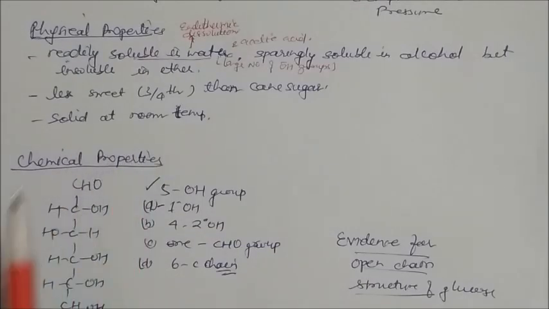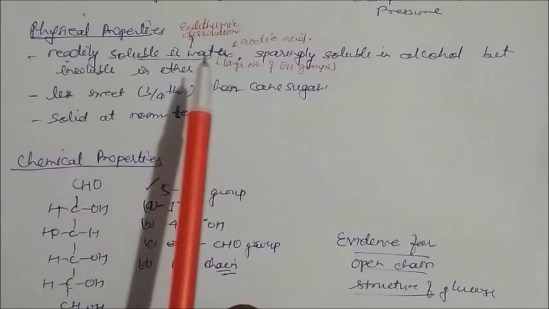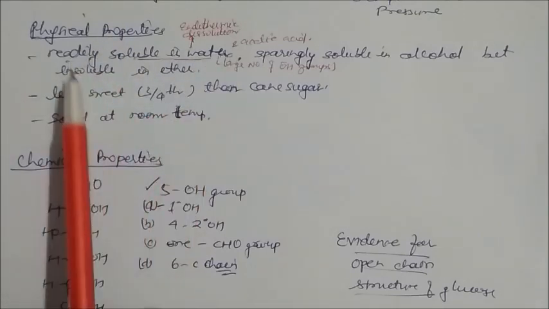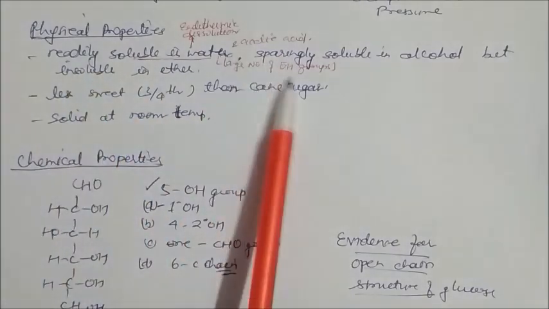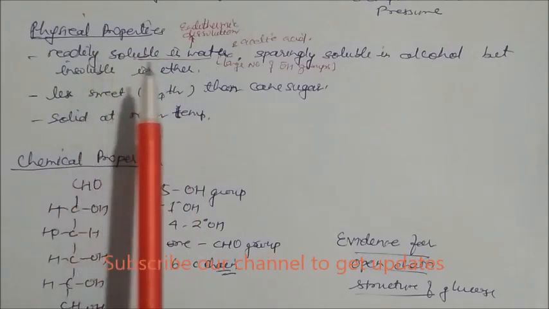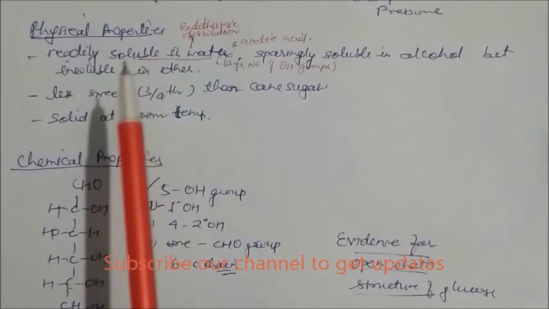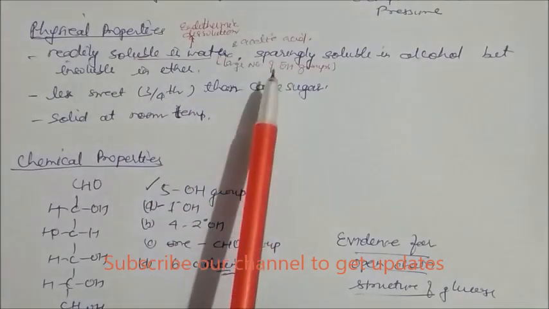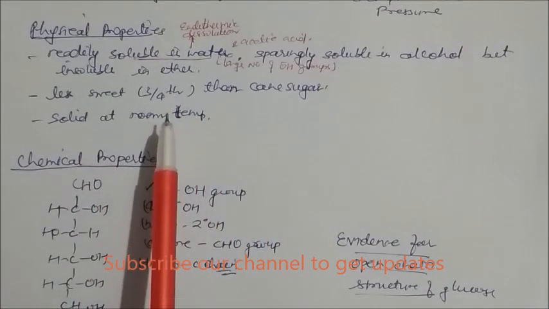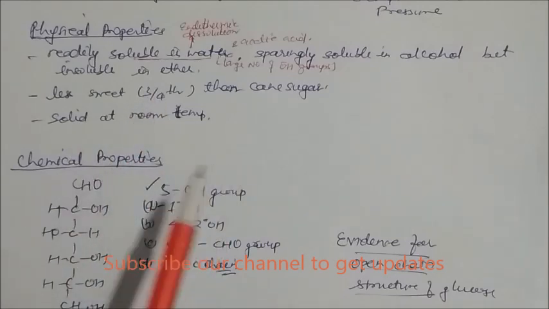Physical properties. It is readily soluble in water, and this dissolution is endothermic, meaning that after dissolution the temperature of the solution decreases. It is less soluble in alcohol but insoluble in ether. Why is it soluble in water? It has a large number of polyhydroxy groups. Due to these polyhydroxy groups, even though it is an organic compound, they help in hydrogen bonding, and it is soluble in water. Sweetness: it is about 3/4 as sweet as cane sugar, almost 75%, so it is less sweet. It is solid at room temperature, which is its crystalline property.